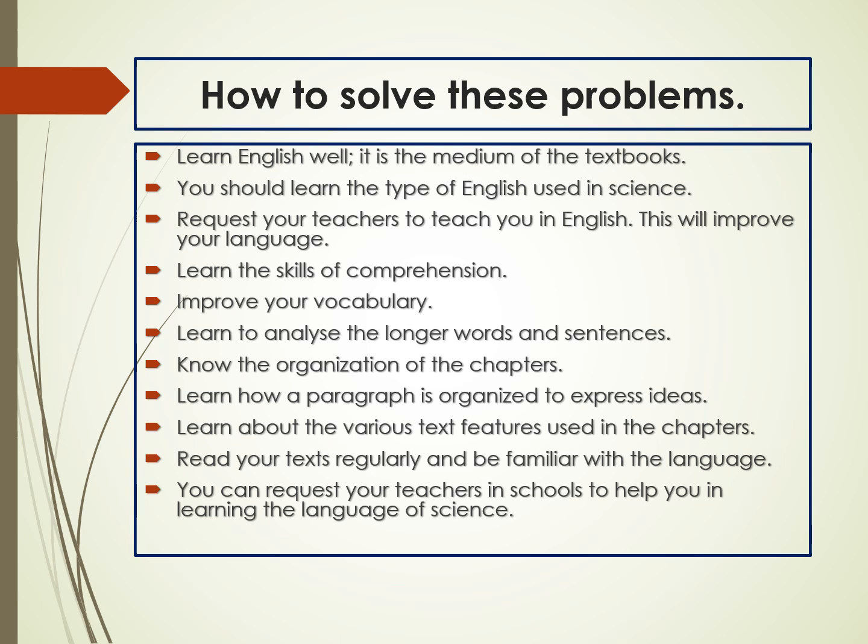As I have already discussed earlier, there are many text features which are deliberately used by the writer of the chapters of the science books. So you have to know about their functions, their use, how they express meaning, and you have to learn how to discover the meanings behind them. So that's why you have to learn about the text features. They are to be taught to you, and you have to learn about them. And if you do that, then comprehension of the chapters of the science books will become very easy.